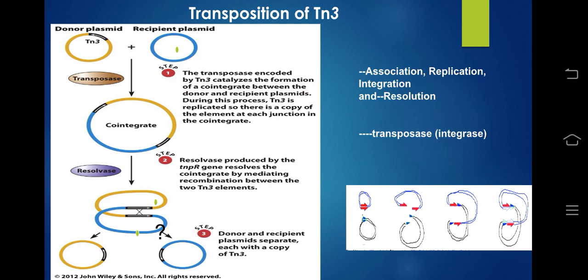Transposition of Tn3. The transposase encoded by Tn3 catalyzes the formation of a cointegrate between the donor and the recipient plasmids. During this process, Tn3 is replicated so that there is a copy of the element at each junction in this cointegrate. Resolvase produced by the tnpR gene resolves the cointegrate by mediating recombination between the two Tn3 elements. Donor and recipient plasmids separate, each with a copy of Tn3. The steps are association, replication, integration, and resolution.